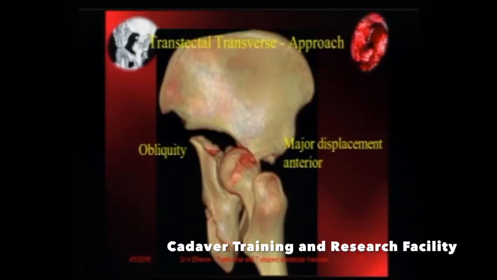So, what are the important things in deciding the approach of a transverse fracture? One is the obliquity of the ischiopubic fragment. The second is the major displacement of the transverse component.